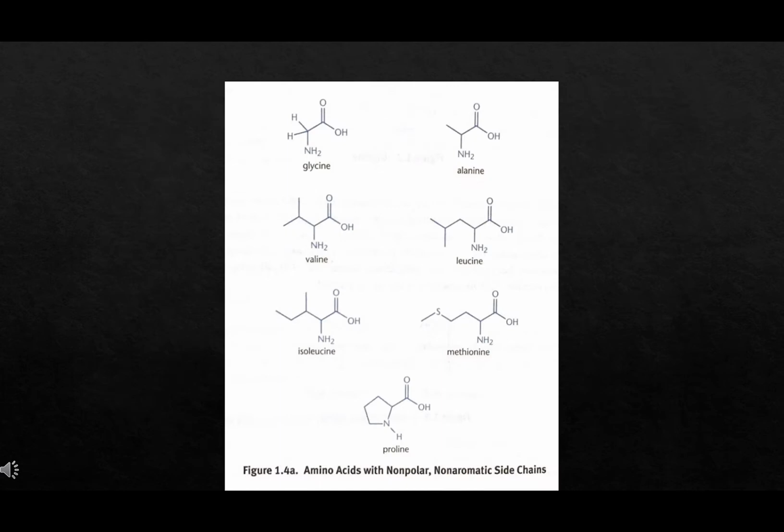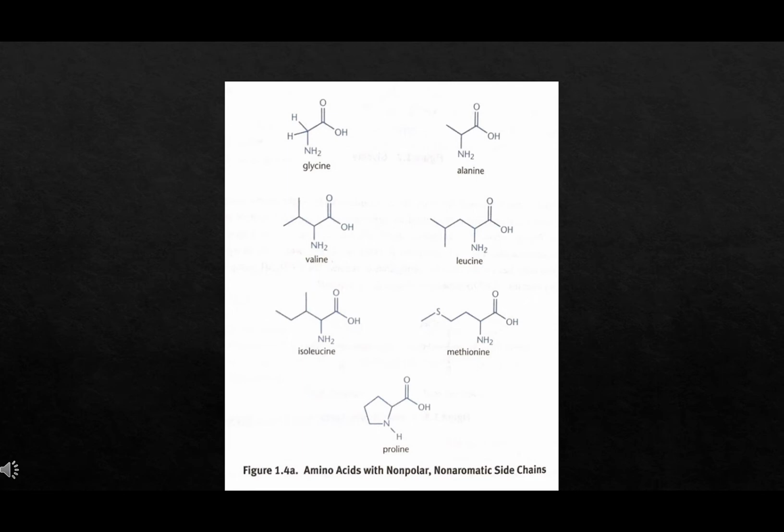Structures of the amino acids. There are several ways to classify amino acids. In this section, we'll break them down by the structures of their side chains. Nonpolar, non-aromatic side chains. 7 amino acids fall into this class. Glycine, discussed earlier, has a single hydrogen atom as its side chain and is therefore achiral. It is also the smallest amino acid.